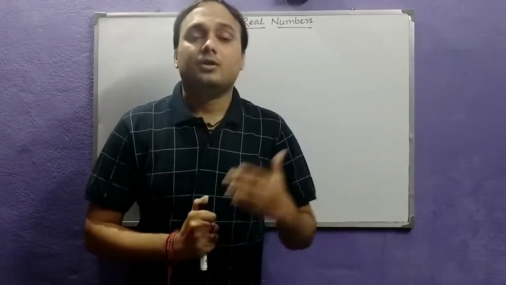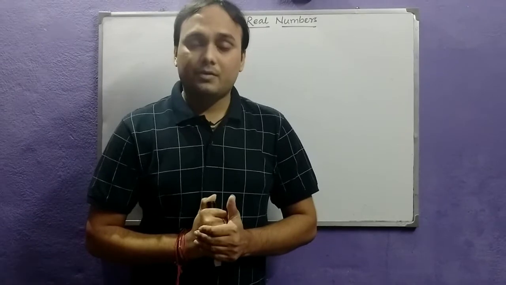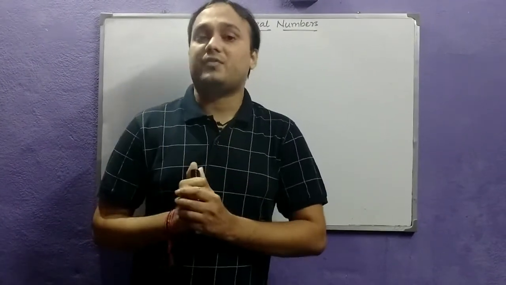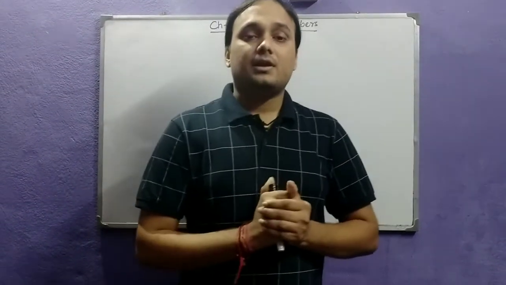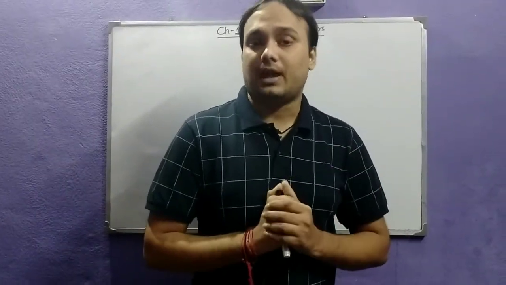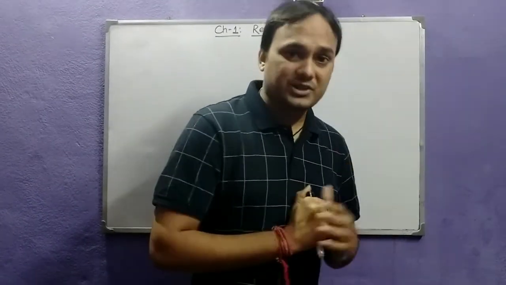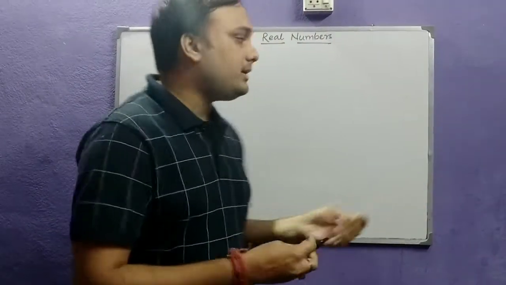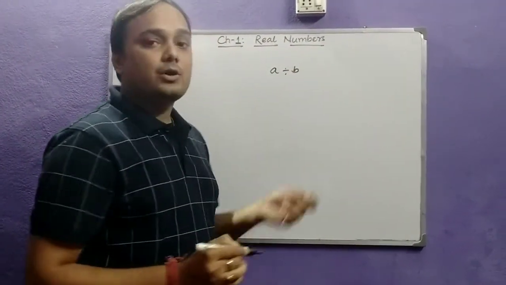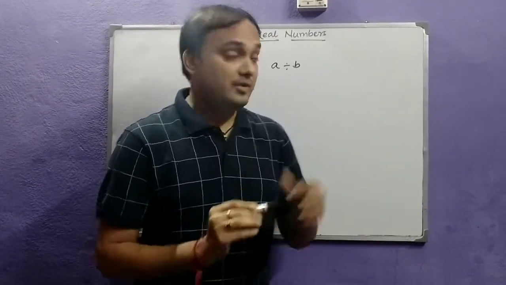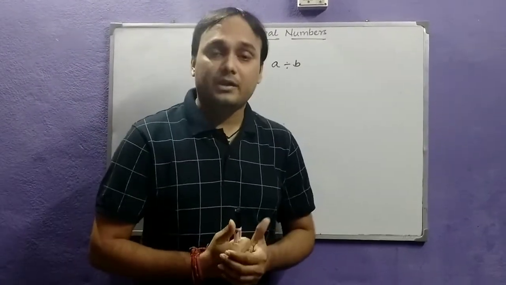Those steps are called an algorithm. Euclid's division algorithm states that if I am dividing any two positive integers, I will get two things: one is the quotient and the other is the remainder. On dividing A by B, I will get a remainder and a quotient.